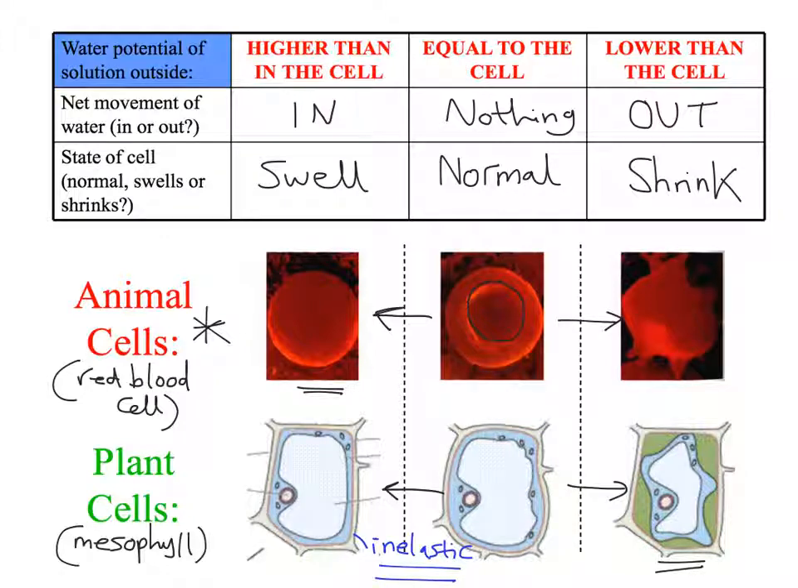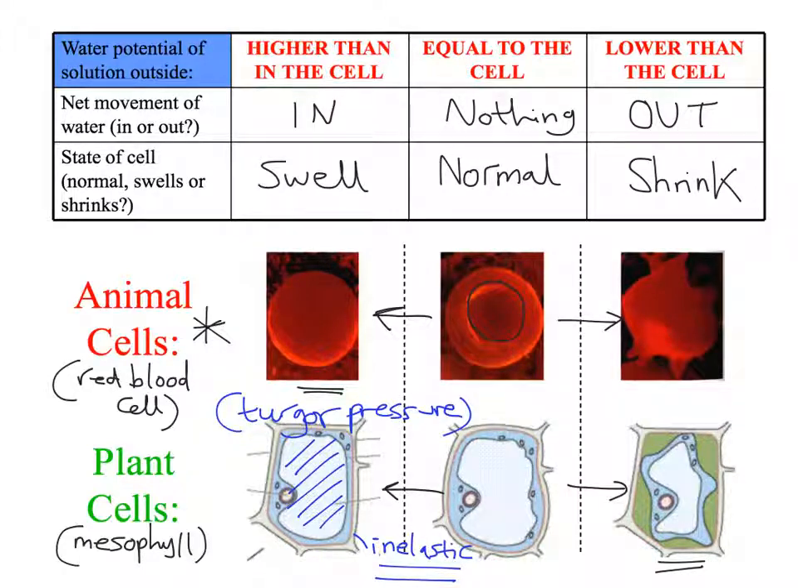And what that does, when water moves in, so when we fill this cell with more water, it pushes against the cell wall. And being inelastic, it creates pressure. And we call that pressure turgor pressure. So we're just going to make a note of that in brackets here. What I've just described is known as turgor pressure.